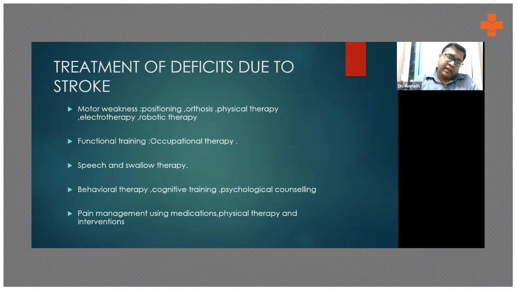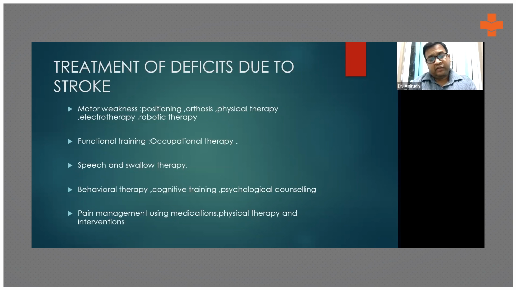And the rate of improvement is best during the first 3 months. And generally, if we see that there has been an improvement in the power of a grade 1 or more in the first 3 weeks, we see that generally the prognosis is good. Overall, we say that the therapy should be continued for at least a year, because whatever outcome is received at the end of 1 year is the final outcome.